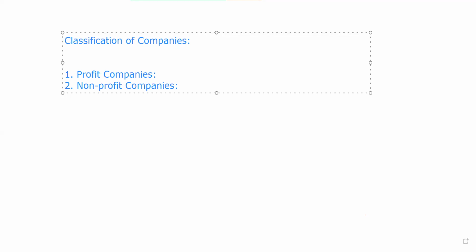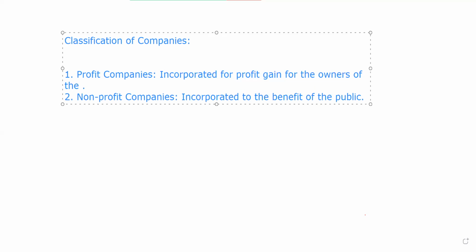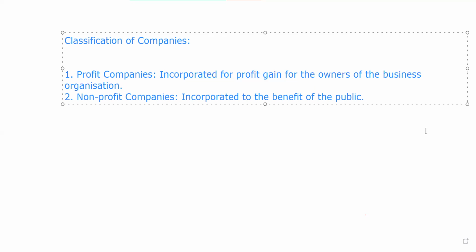What are profit companies? These ones are incorporated for profit gain. Whereas with non-profit companies, they are not incorporated for profit gain, but they're incorporated to the benefit of the public. Profit companies are incorporated for profit gain for who? For the owners of the business organization. Whereas non-profit companies are incorporated to the benefit of the general public. That's where the difference is. Are we together? Right.